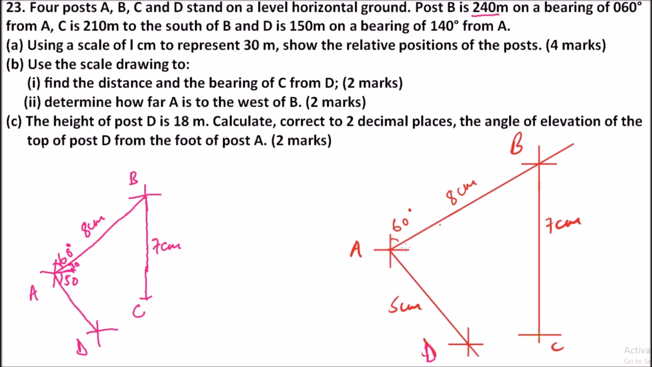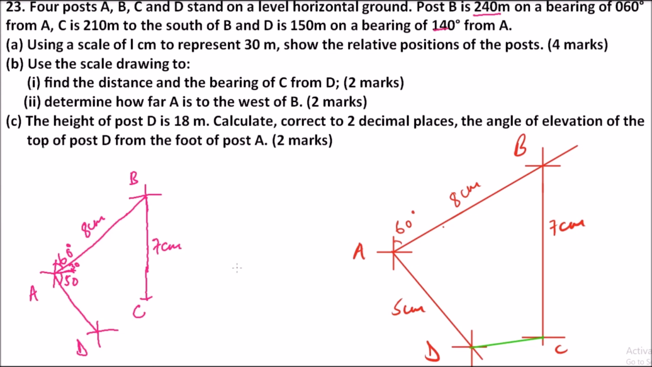So what I have done is that since this angle here is 30, those two add up to 90, then I have added an angle of 50, so that the total of this angle is 140, which is the bearing of D from A. So with that, we can go ahead and answer the other questions. So use it to find the distance and the bearing of C from D. So what you do is to draw a line from C, that is, find the bearing of C from D, join D and C, and measure the angle at D to get the bearing of C from D.